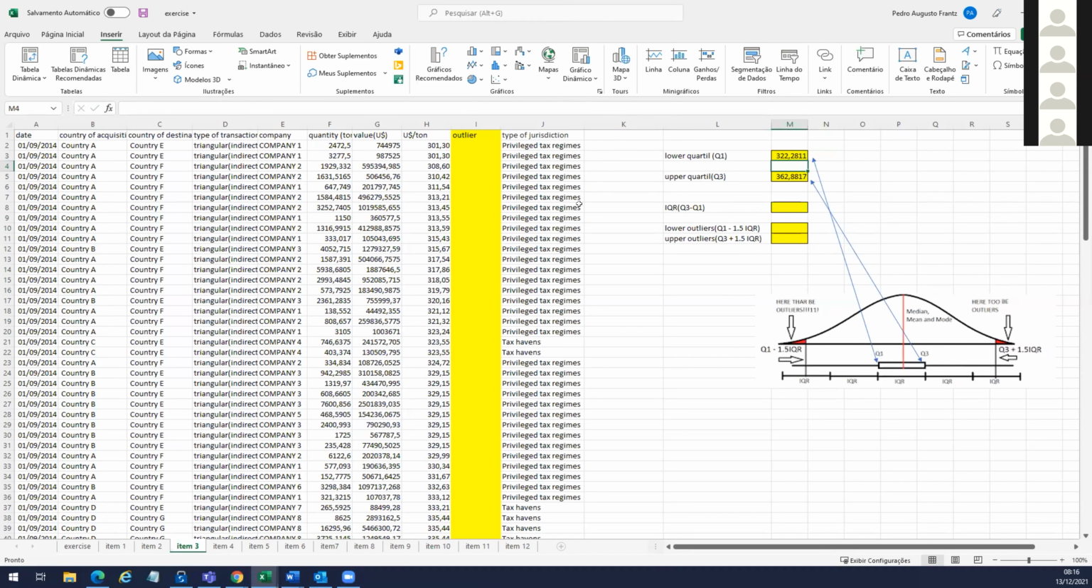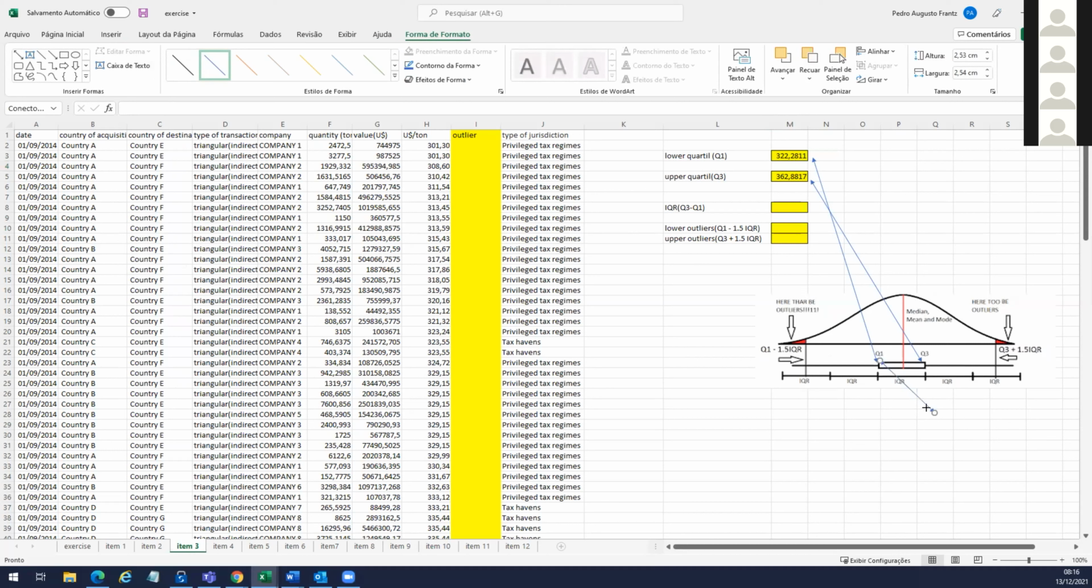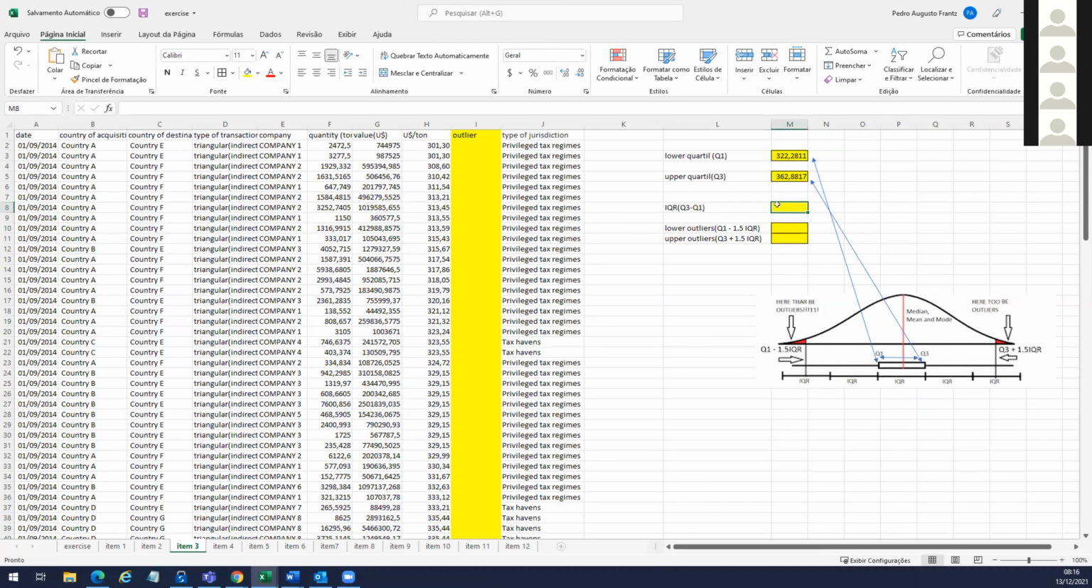Now I need to calculate the interquartile range. Third quartile minus first quartile. Equal third quartile minus first quartile. I have now the interquartile range.